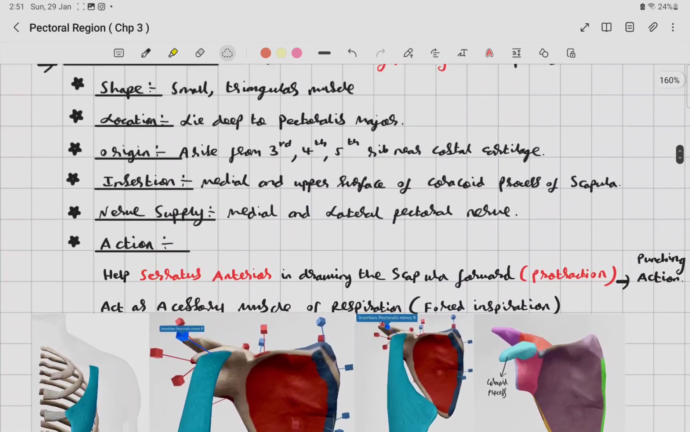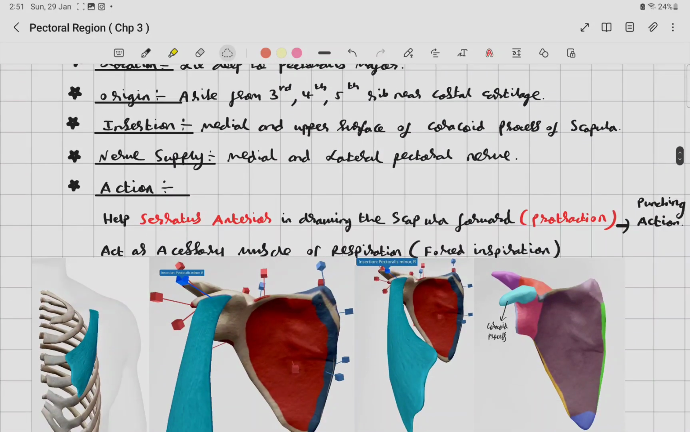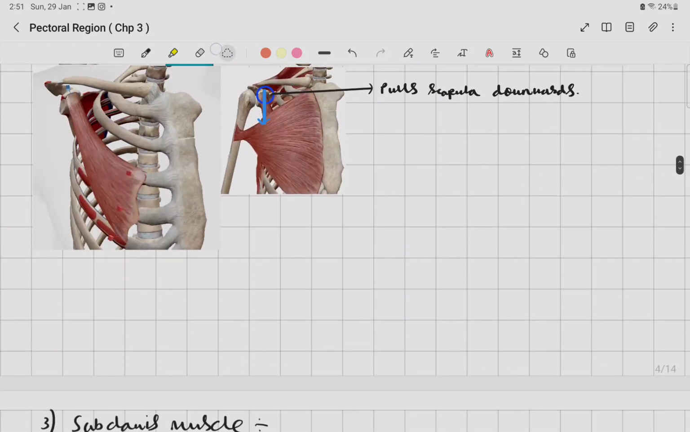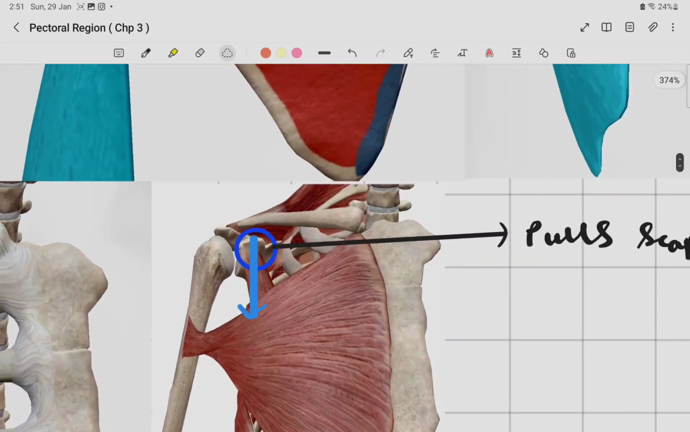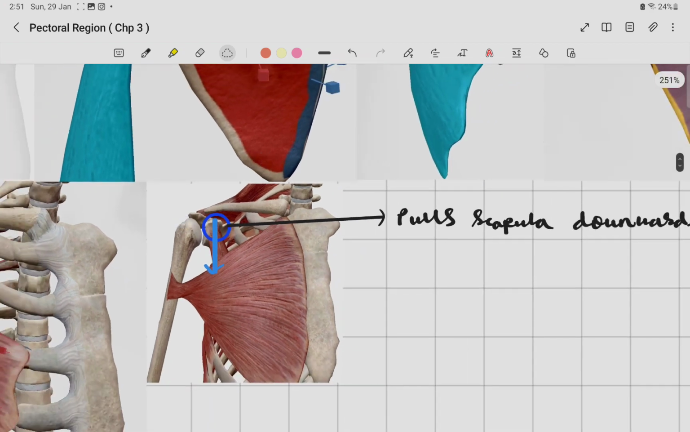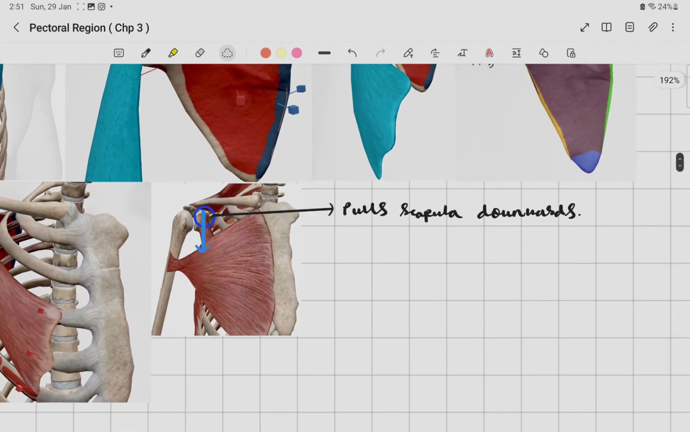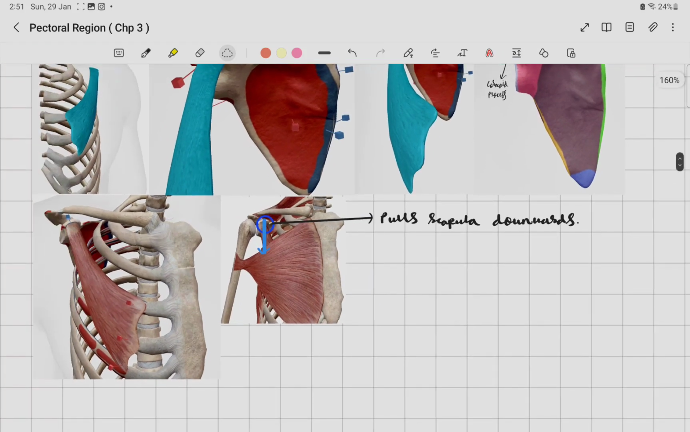Now also, the action: it acts as an accessory muscle of respiration, forced inspiration, and it also pulls the scapula downwards. As you can see here, it is connected to the coracoid process of scapula. When the pectoralis minor muscle contracts, it pulls the coracoid process of the scapula downwards, thereby pulling the scapula downwards. So it helps in the depression movement of scapula.